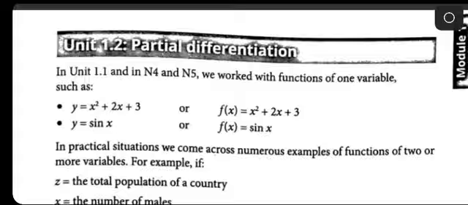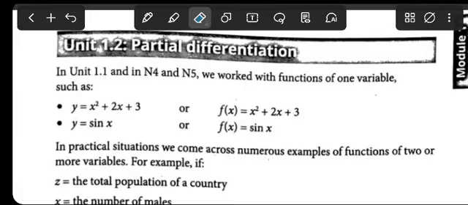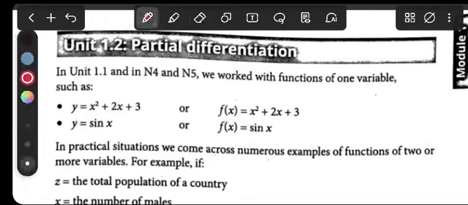You have been given unit 1.2, which is partial differentiation. As you know, in the previous N4 and N5, we learned how to differentiate, but they were dealing with functions of one variable. What I'm trying to say is, we differentiated functions of one variable, like here we see it's x, one variable x.